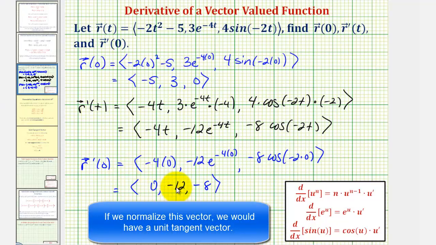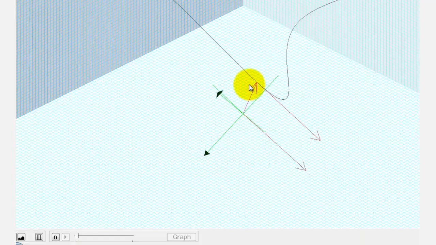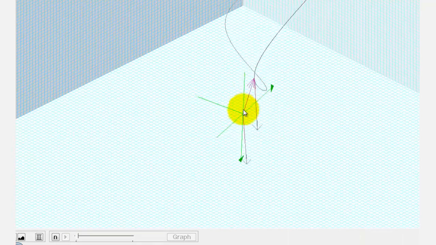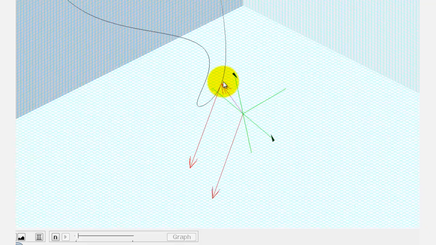So again, this vector here is a tangent vector at the point on the curve when t equals 0, and it points in the direction of increasing values of t. So let's look at this graphically. So the curve is graphed in black. R of 0 is this purple vector here. Notice the terminal point is one point on the black curve.